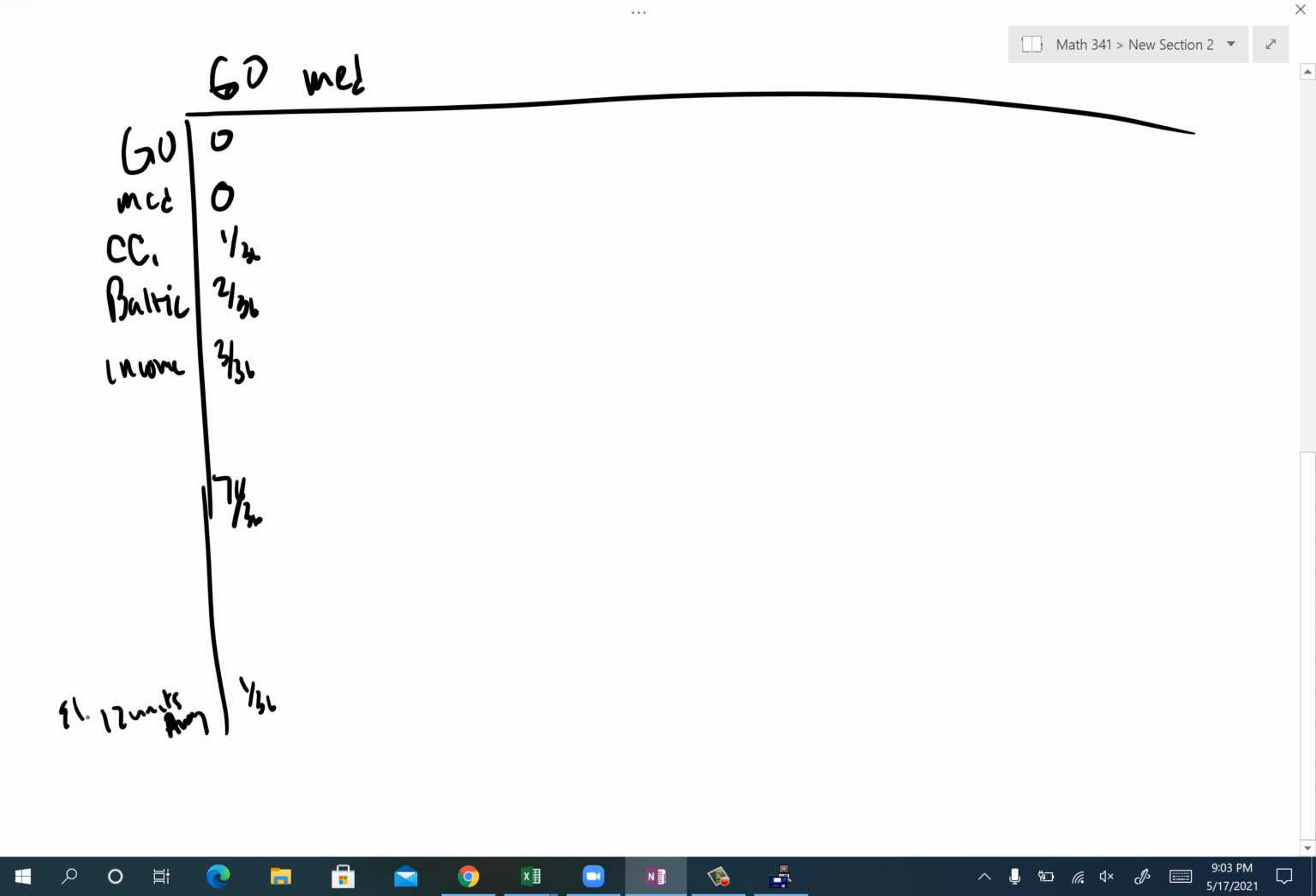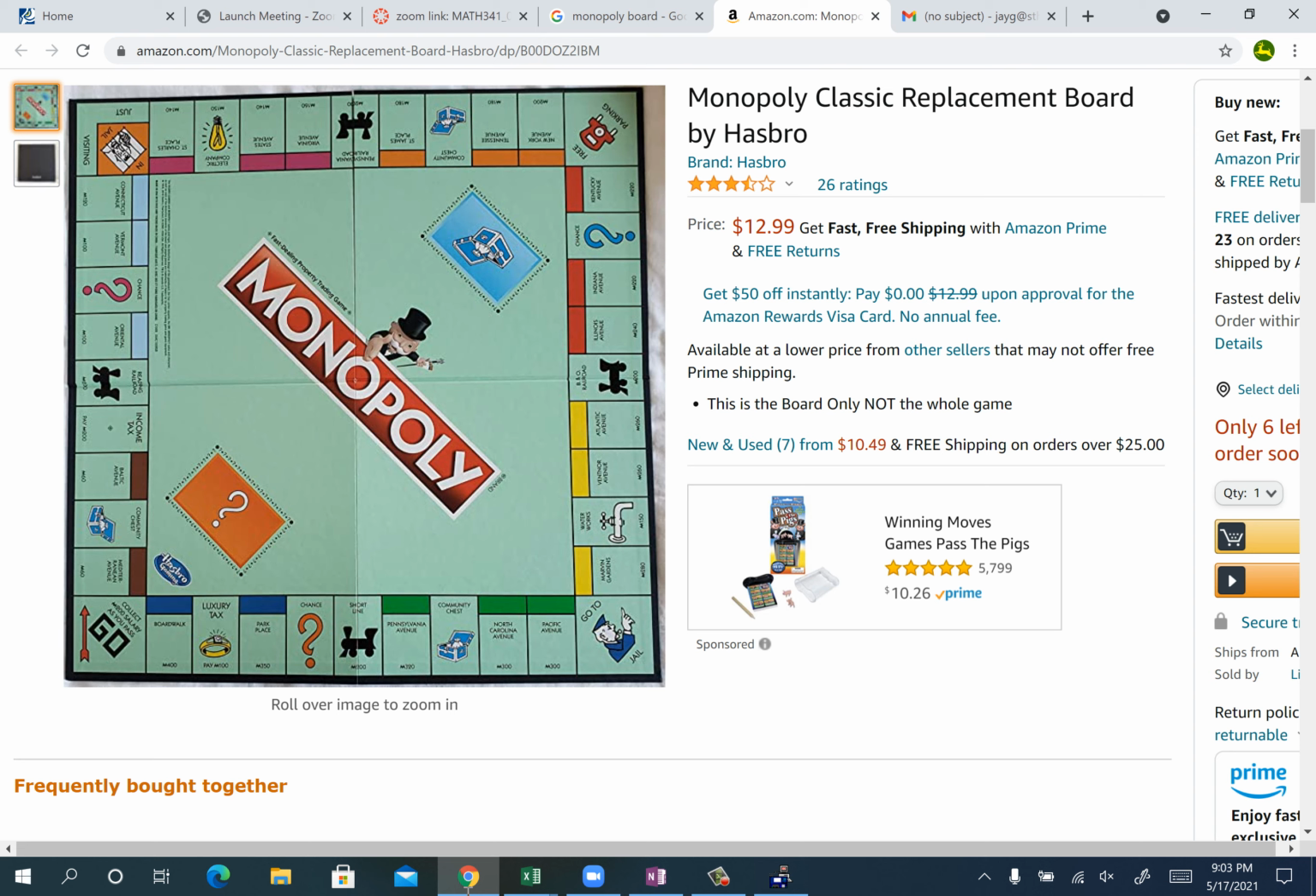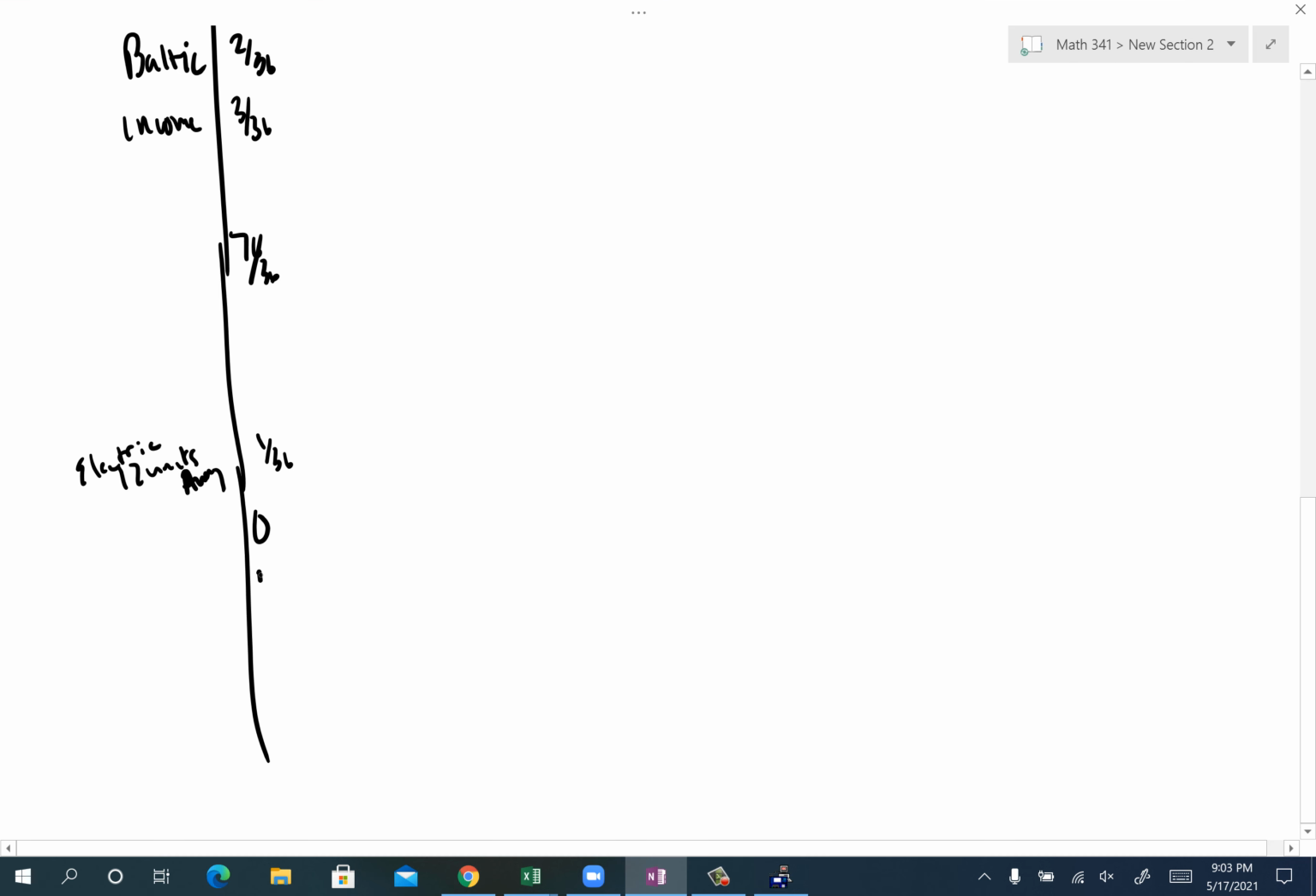So electric. Okay. And then what after that? What comes after electric company? Well, everything after that, States Avenue, Virginia, all the rest of those are going to be what? 0, 0, 0, 0, 0.